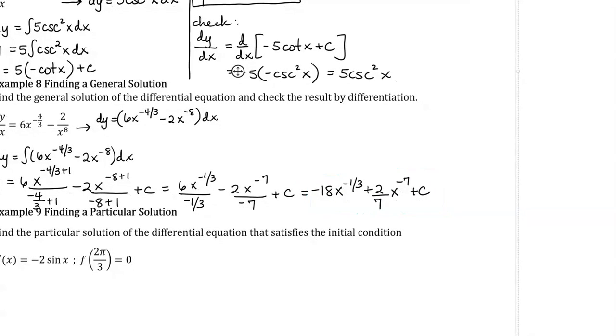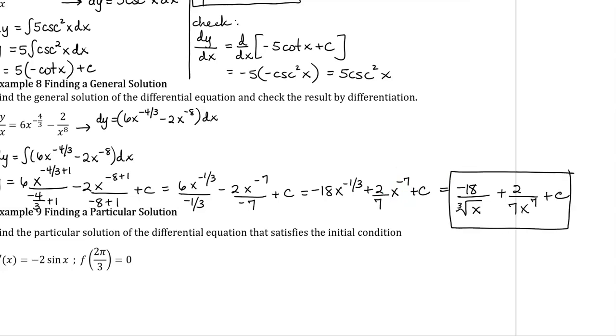But I would write my final answer without those negatives. So I would write my final answer as negative 18 divided by, and I put that divided by because I have that x to the negative 1/3. So that's the cube root of x in the denominator because it was negative, plus 2/7. And then I'm going to put an x to the 7th in the denominator because that exponent was negative, and I'll leave that plus c there. So there's our answer, but the reason I left this one like this is because this version here is already written very nicely for us to check our result by differentiation. So I'm going to take the derivative of that in order for us to check our answer.